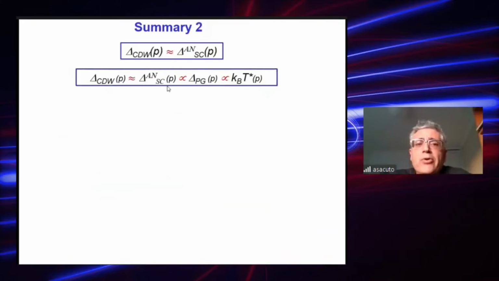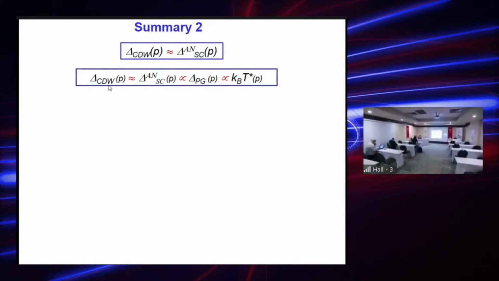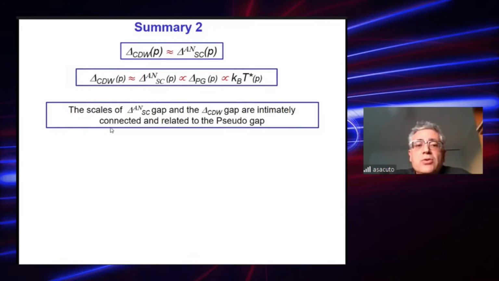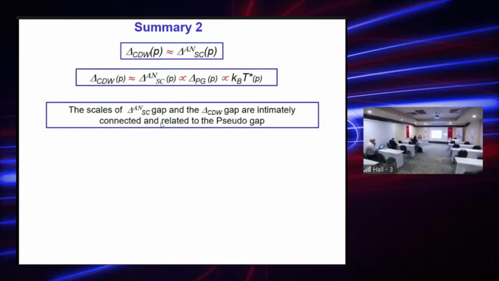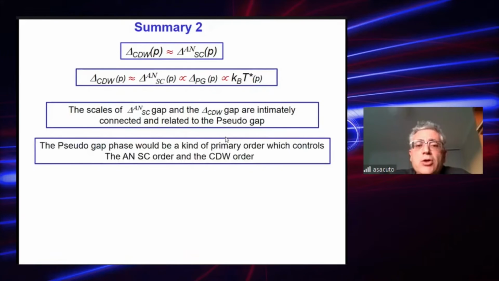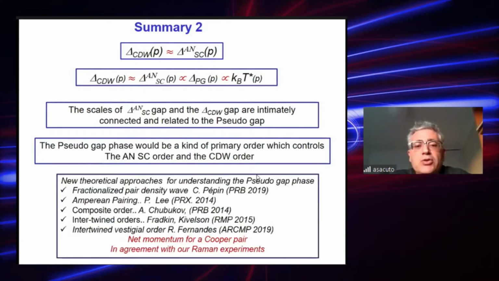And the last point is that the energy of the charge density wave is very close to the energy of the antinodal superconducting gap. They are proportional to the pseudogap and follow T star. So the scales of the antinodal superconducting gap and the charge density wave gap are intimately connected and related to the pseudogap. This allows us to make the following conjecture: the pseudogap phase is a kind of primary order which controls both the antinodal superconducting order and the charge order.